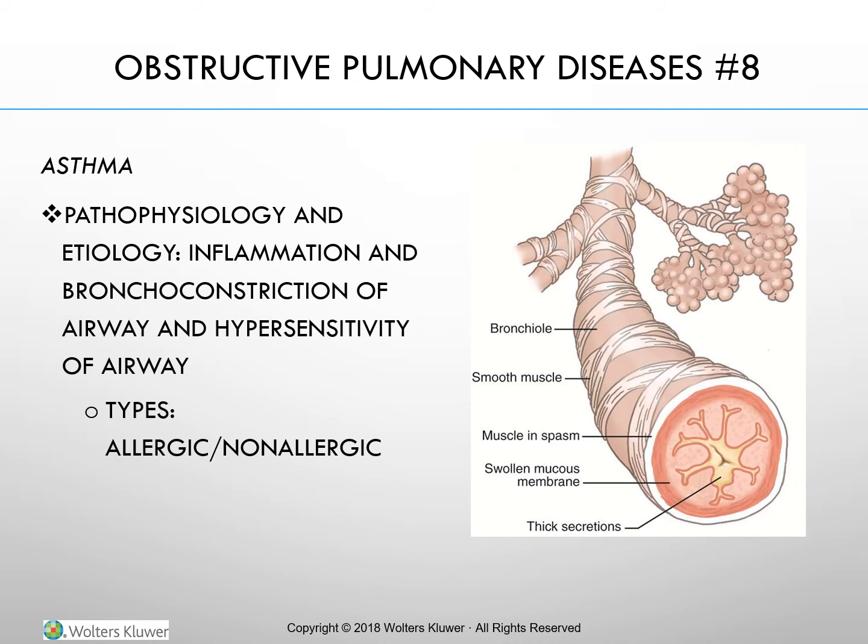Other pathophysiological changes include interference with gas exchange, poor perfusion, possible atelectasis, and respiratory failure if inadequately treated. Asthma may develop at any age.